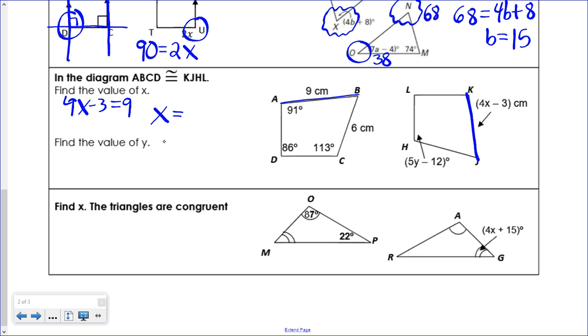How do I solve for Y? Where's Y? Look for it. Where's H? Sorry, where's Y? Angle H is right here. That has the Y. What is corresponding to H in the other triangle? So what equation would I write? You set the corresponding parts equal to each other. Everybody's catching on how this works?